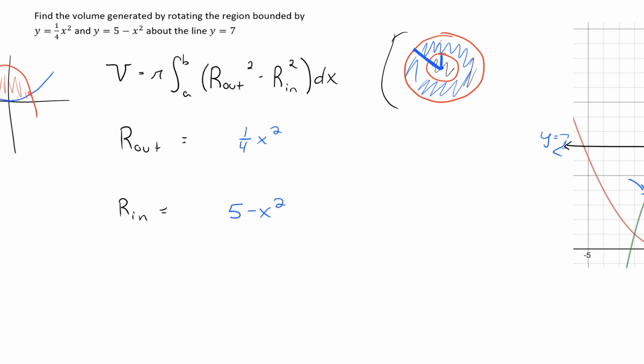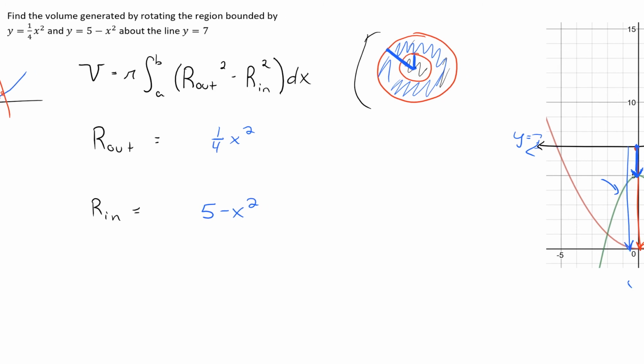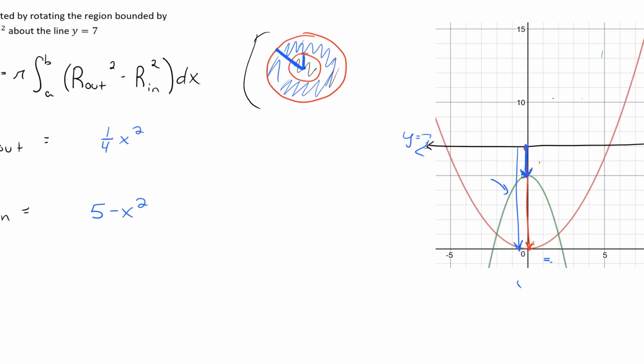Now why isn't it just 1/4 x squared? Why isn't it just 5 minus x squared? Well, we would have that if it was rotating about the x-axis, or if we were rotating about the y-axis and going with respect to dy. That makes it really simple. Then your inner and outer radii are just the functions themselves. However, since we are rotating about y equals 7, it changes things.